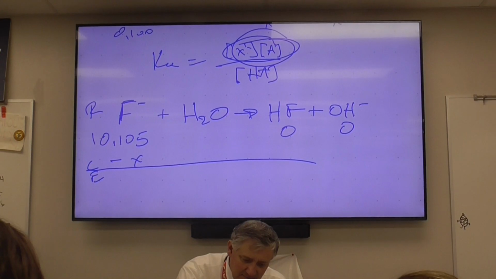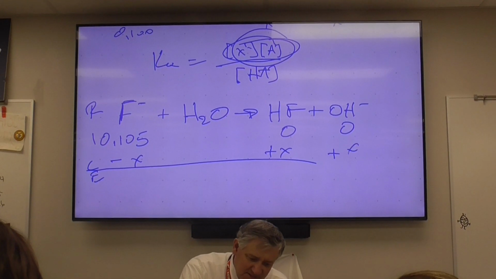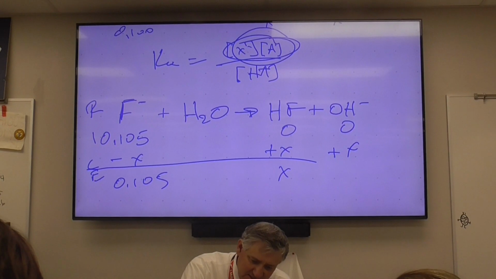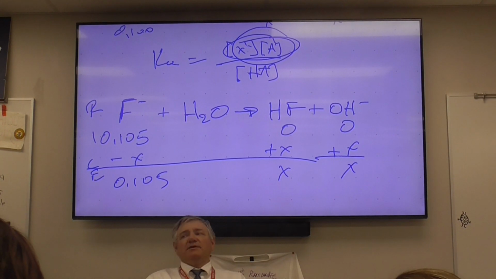Minus X, plus X, plus X. So this becomes 0.105, this becomes X, this becomes X. Now, this is where this becomes problematic.